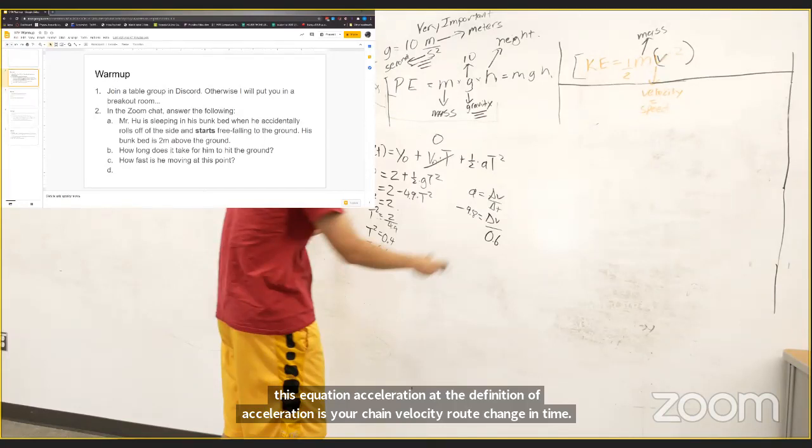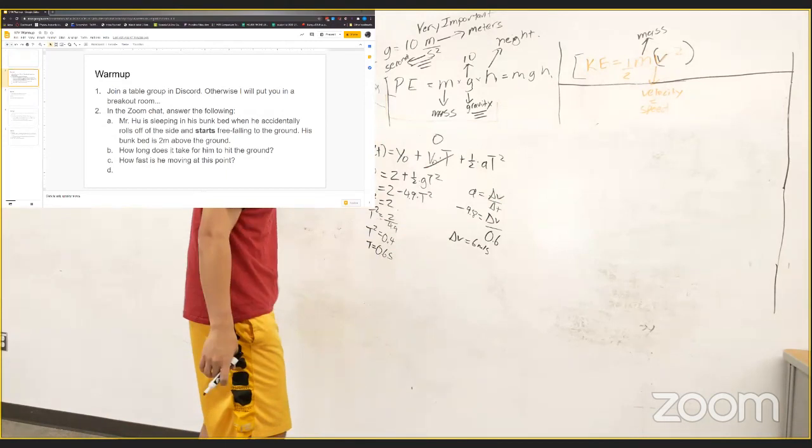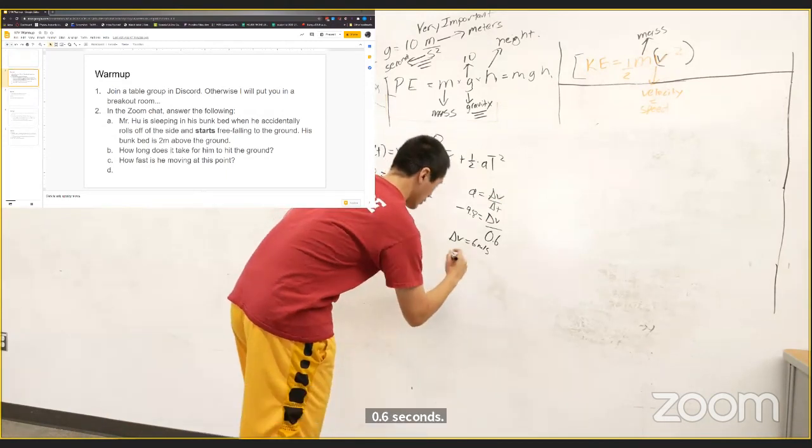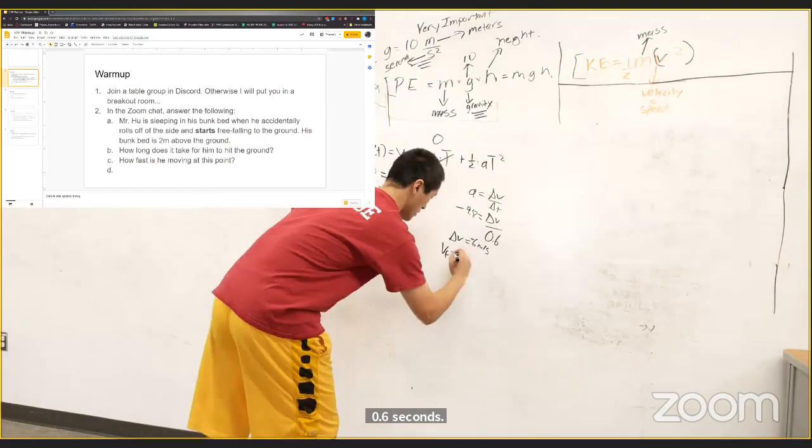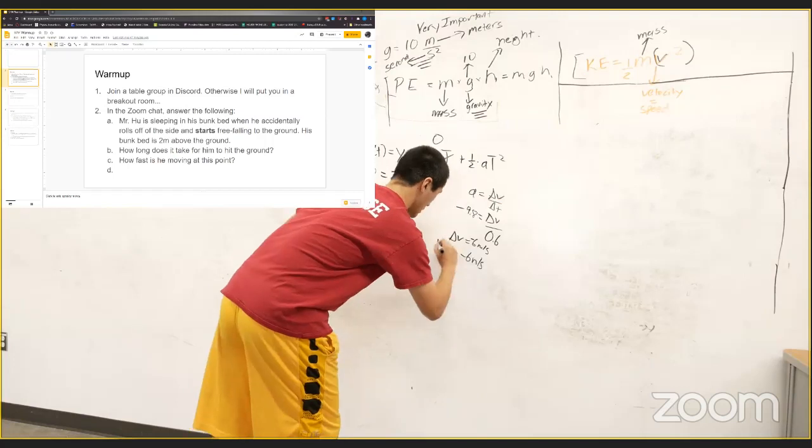I'm not going to do the exact number here. I don't really know off the top of my head. And because I initially start off at 0, my final velocity should be -6 meters per second.